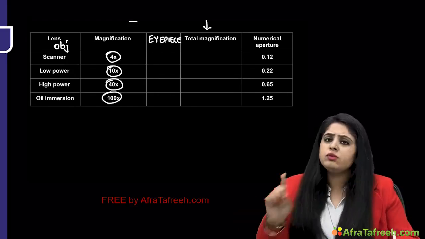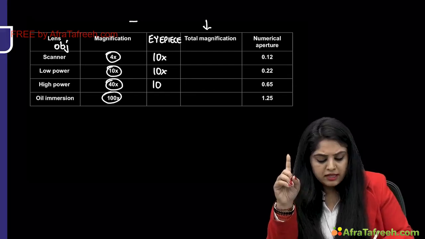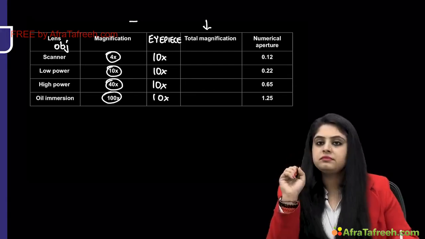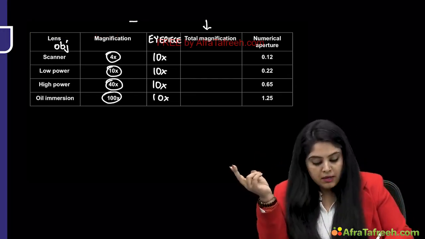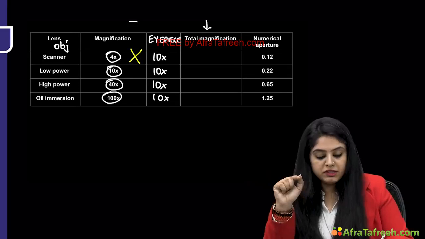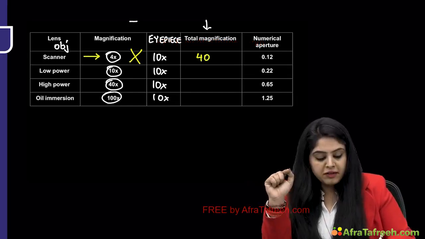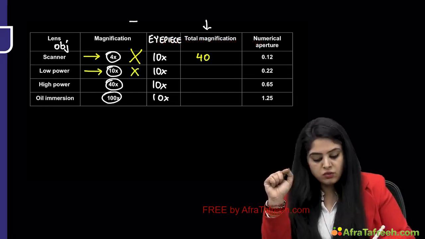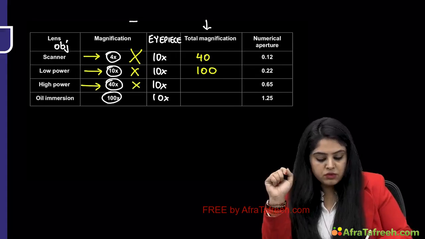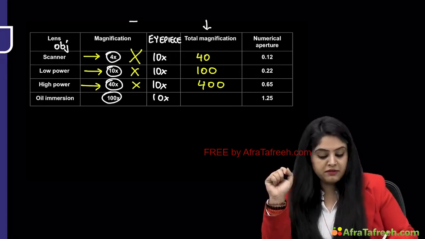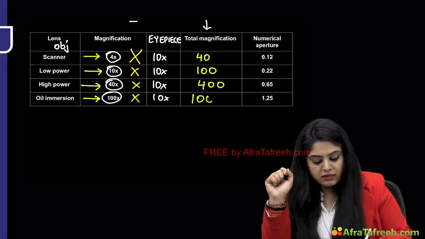But the eyepiece lens was only one lens. Every time it is going to be only 10x. So if I find out the total magnification, you just have to multiply them. If I'm using the scanner, what is the total magnification? 4 into 10, 40. If I'm using low power, 10 into 10, 100. If I'm using high power, 40 into 10, 400 times. And if I'm using 100x, 100 into 10, it is going to be 1000x.